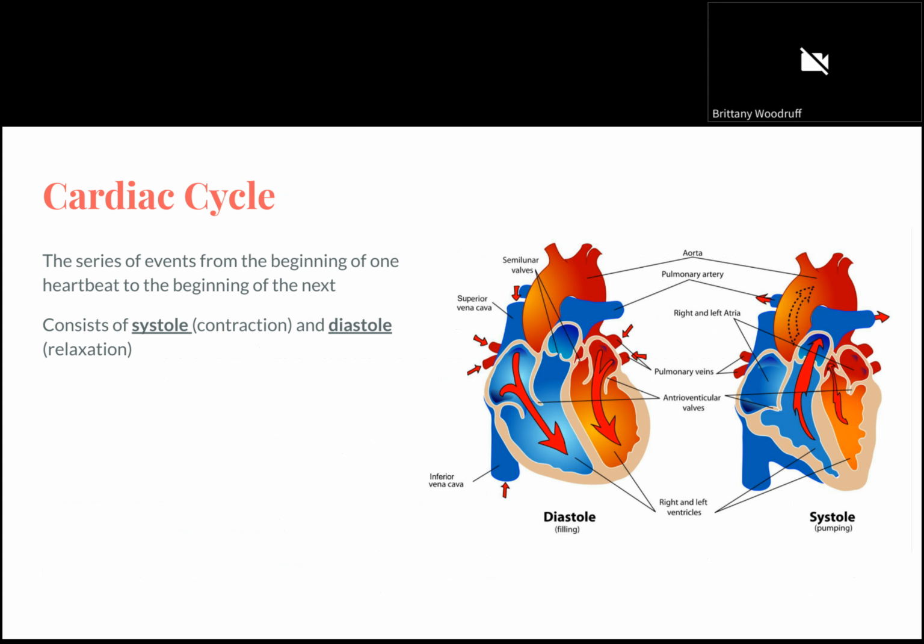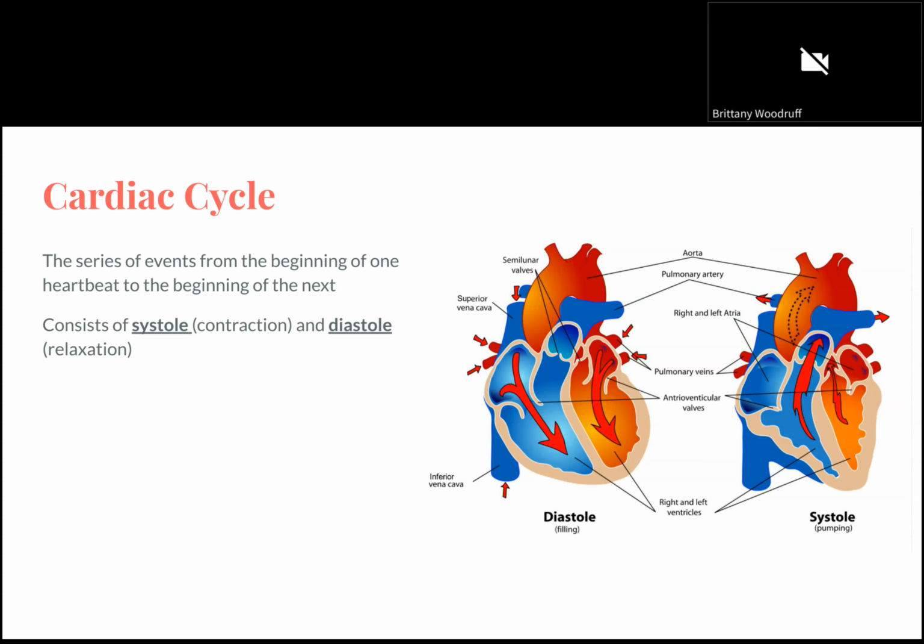Now, when you take blood pressure, you have two measurements. What are they? Systolic and diastolic. This is where it comes from. You have your cardiac cycle, which is just a cycle of one heartbeat. It's going to consist of systole, which is when your heart is contracting, and diastole, which is when your heart is relaxing.